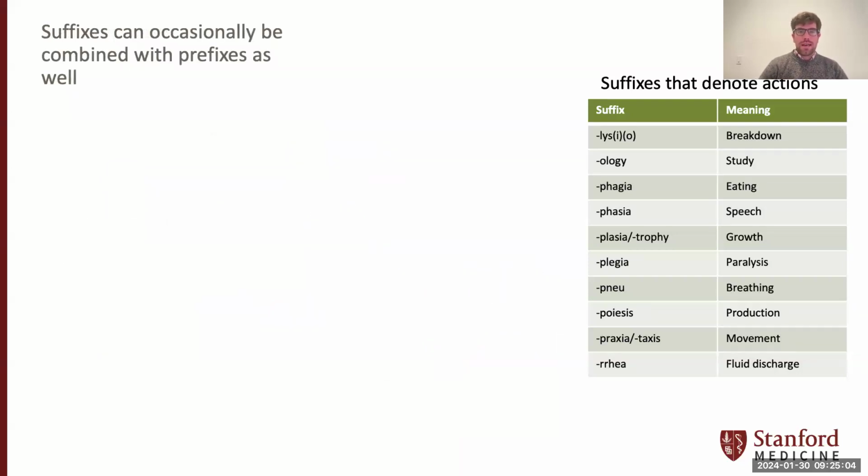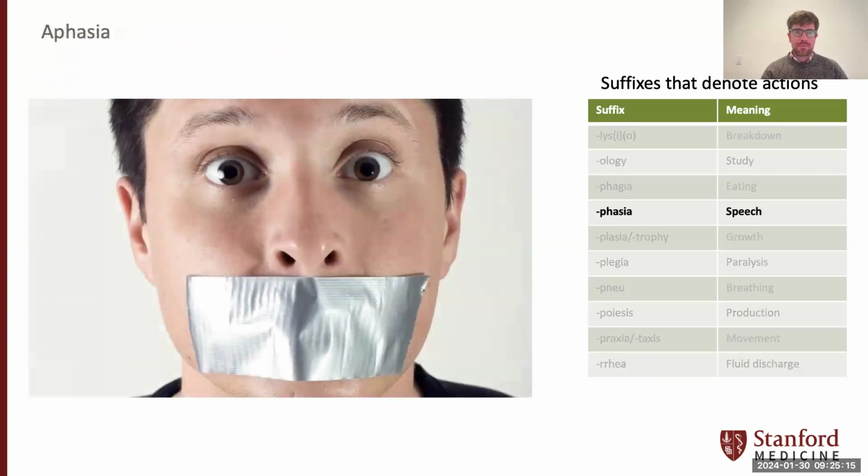One thing I do want to point out is that sometimes there's no root at all, just a prefix and a suffix. I don't want you to let that fool you. The same general rules still apply here. Using a as an example, remember that a means lack of, and phasia is a suffix that means speech. So aphasia is a condition when someone is unable to speak, most frequently caused by strokes in a certain part of the brain.